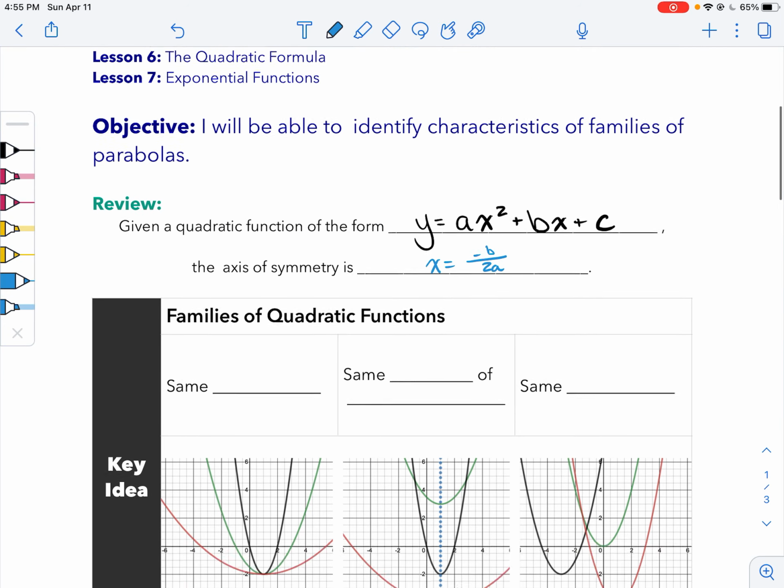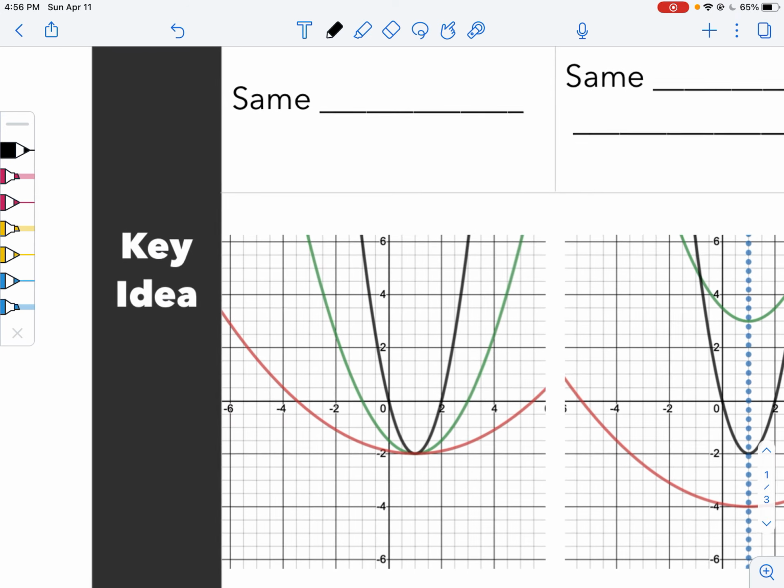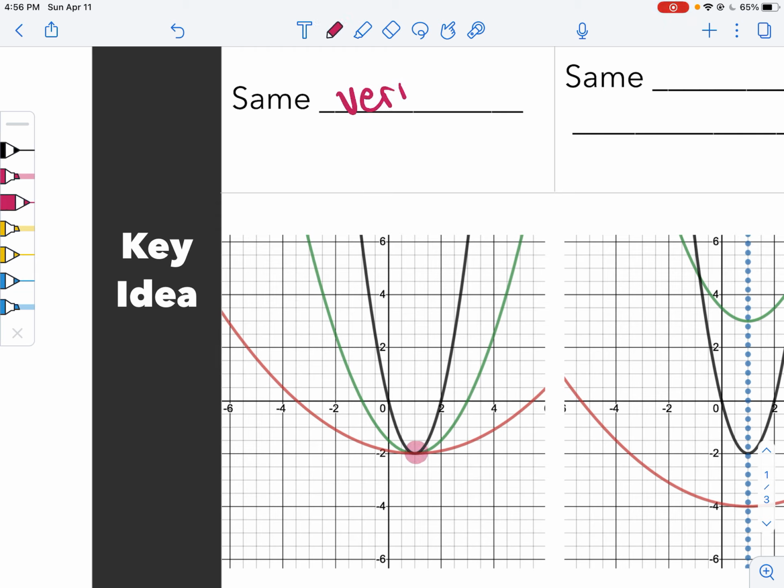You can have a family of a function. Remember, families have something in common. They're related somehow because they have commonality. So if we look at these, what do they have in common? Well, you'll notice they all start at the same point. That point is called the vertex. So these always have the same vertex. What about these? They don't have the same vertex, but they're all aligned. They have the same axis of symmetry.